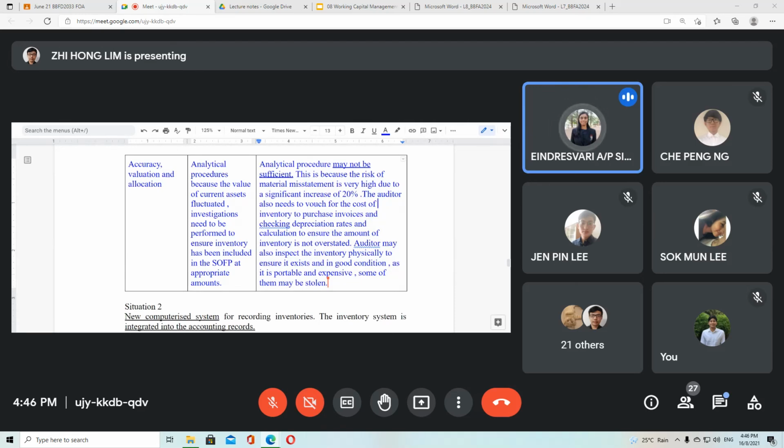So how will you know whether inventory exists or not? You need to request the client to do a stock count. When the client is doing the stock count, you will need to observe whether the counting is done properly or not. If not, you wouldn't know whether the inventory actually exists or not, right? Yes, miss. Okay, continue.